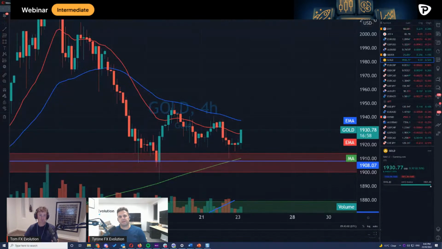Yeah, that's exactly right. And look, for all intents and purposes, it's caught between two bands. It's caught between the 20 moving average and a little mini support zone. And until it breaks out of that zone, you've got to trade what you see.